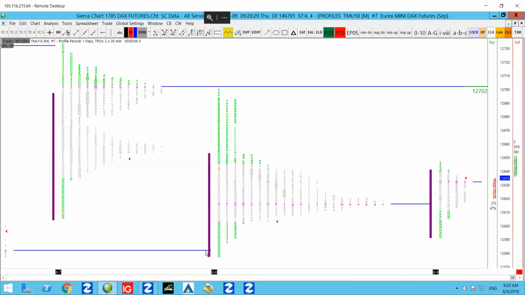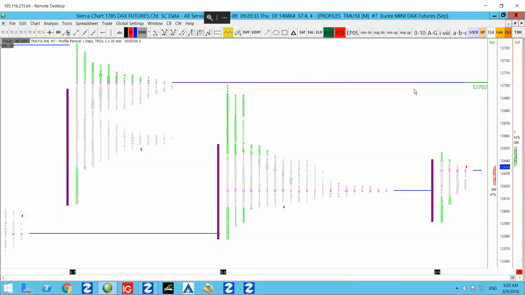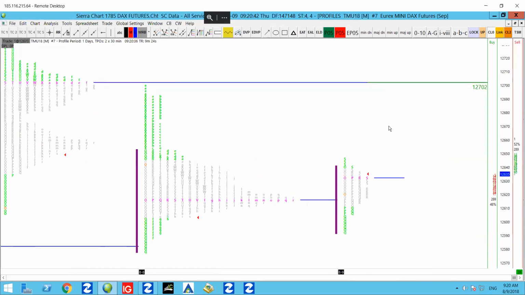So again, these POCs are really, really useful. It's a shame that it didn't take out 702 yesterday. Got really close to it, but I think it was a point, maybe 2. So I'm surprised it didn't take that out, but maybe I'll have another go either today or tomorrow.